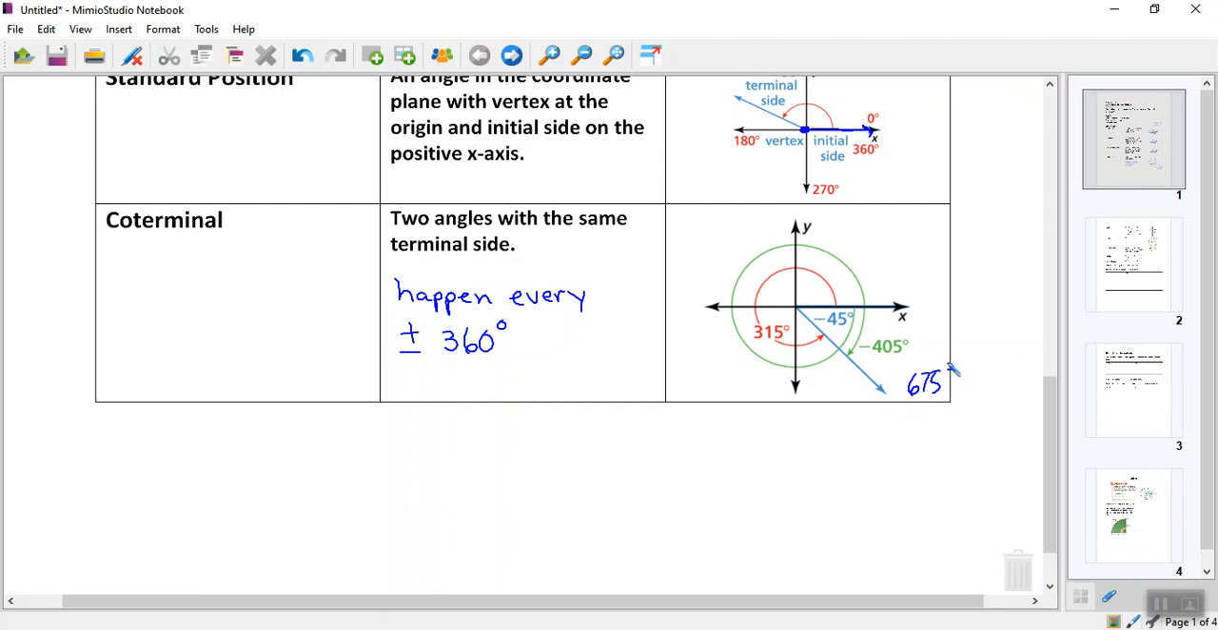So if my angle is facing that way right there, my angle will be the same every time I rotate how many degrees from where I'm at right now? 360, okay? Does that make sense? So coterminal, just think, keep adding 360 or keep subtracting how much. Very good. Okay? All right, next one.